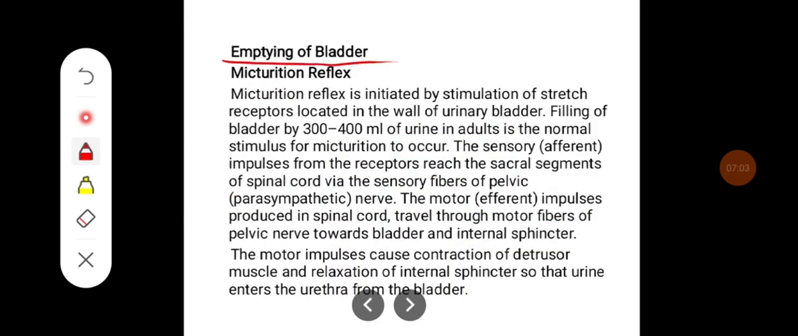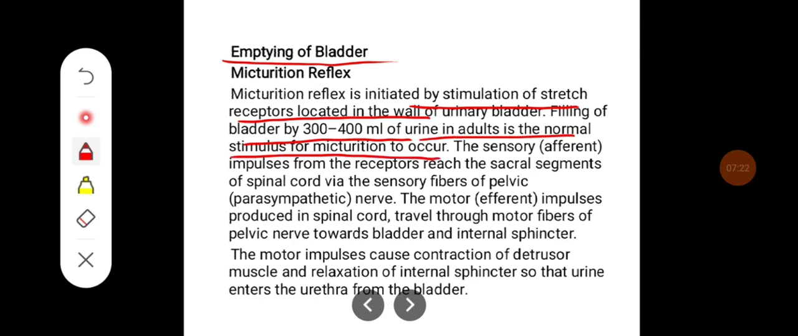Emptying of the bladder, that is the micturition reflex. The micturition reflex is initiated by stimulation of stretch receptors located in the wall of the urinary bladder. Filling of the bladder by 300 to 400 ml of urine in adults is the normal stimulus for micturition to occur.